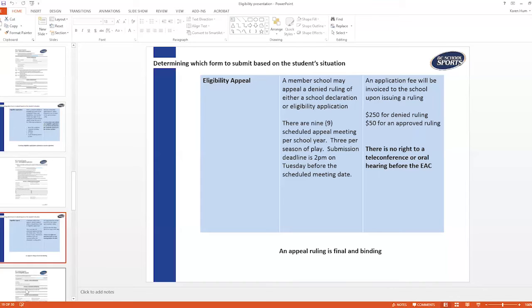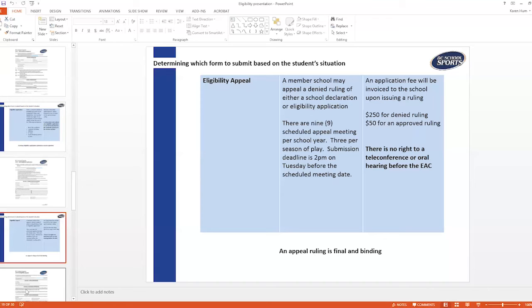The other item of note there is that there is no right to a teleconference or oral hearing before the EAC. So our appeals committee is made up of 7 members from across the province. They're principals and athletic directors. So they meet on these dates, they review the applications, make their rulings.